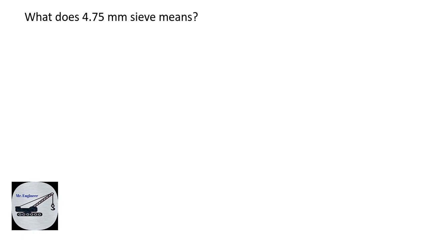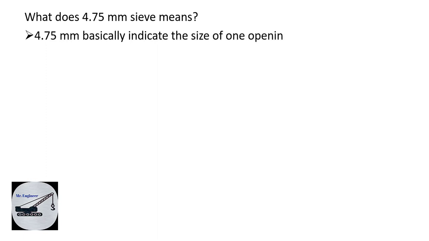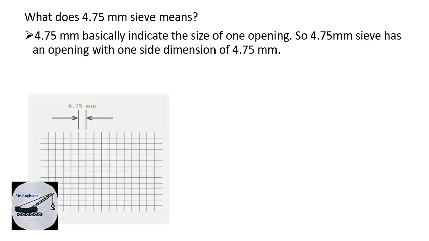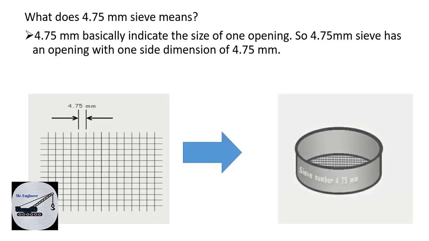What does 4.75 mm sieve mean? 4.75 mm basically indicates the size of one opening. So 4.75 mm sieve has an opening with one side dimension of 4.75 mm. So if a sieve has a dimension of 4.75 mm, it is called sieve number 4.75 mm.